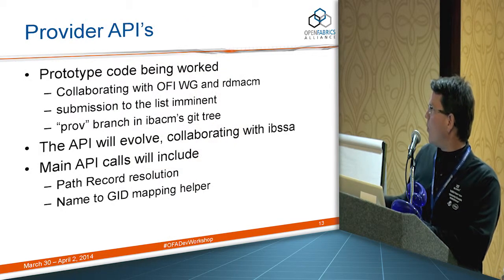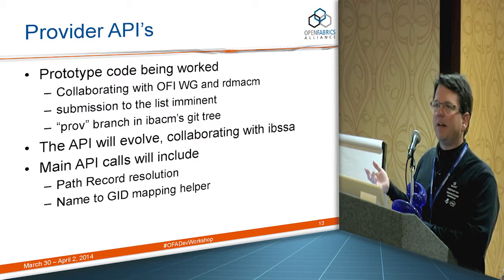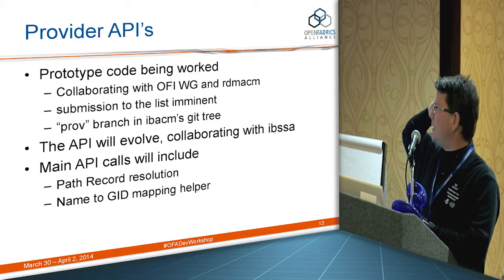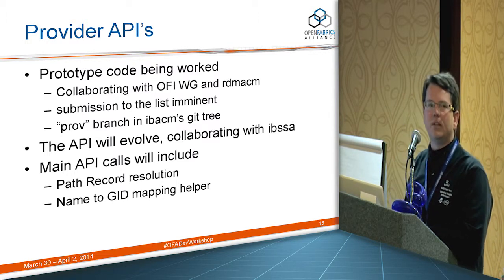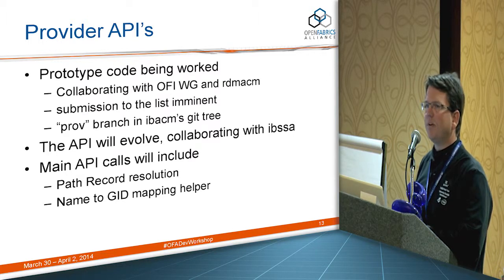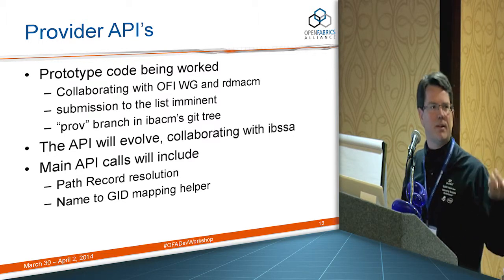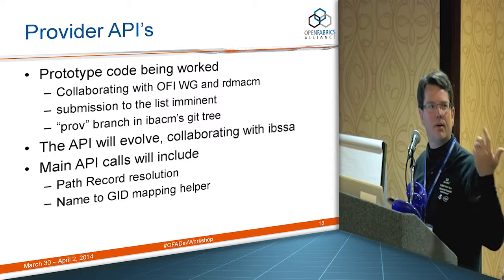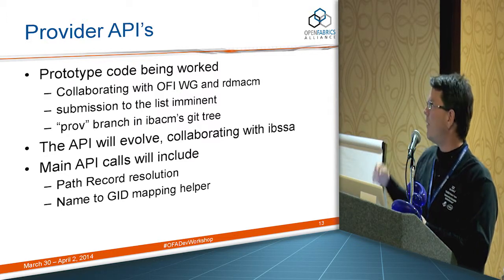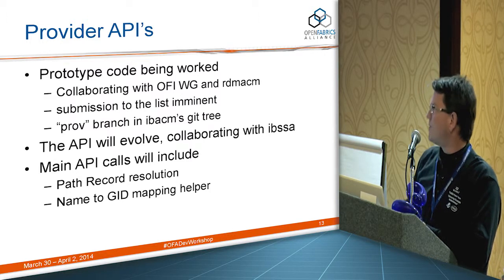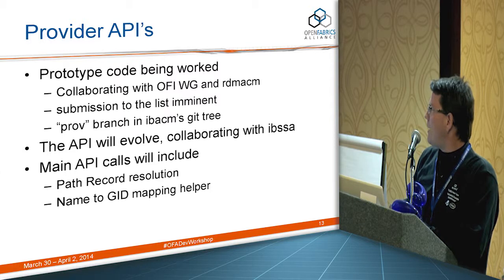So we're working on it. We want to collaborate with the working group, RDMACM maintainer, Sean, and anybody else on the list who's interested. We are looking to submit to the list imminently. There is a provider branch. I think that's an OpenFabrics Git tree already. So there's a little bit of preliminary work that's already on that branch in the upstream tree. The API is going to evolve.